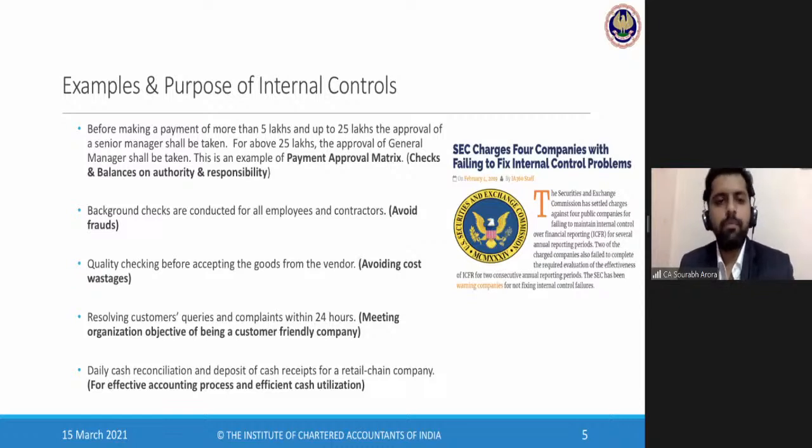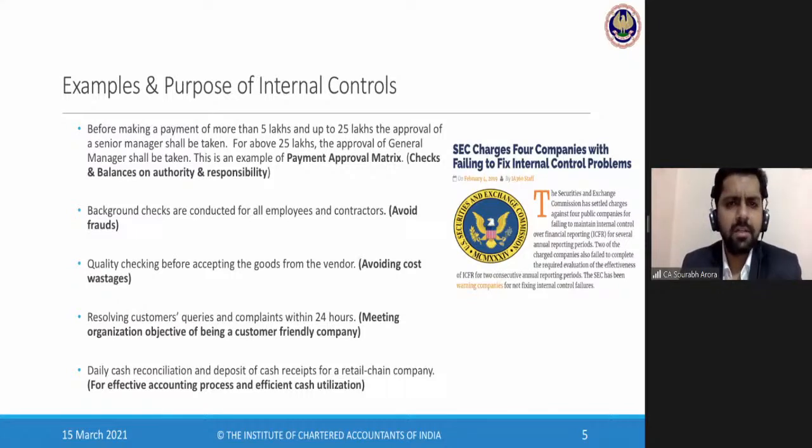I have intentionally put this simple internal control example so the students can grasp the internal control concept in an easy manner, since this would be your introduction to this concept only. So I'll go through them again. Payment approval matrix, background check, quality checking of the goods, resolving customers' queries, and daily cash reconciliation. So these are the examples, and what are the purposes? Putting checks and balances on authority and responsibility, avoiding frauds, avoiding cost wastages, meeting organization objective, and then for effective processes and efficient resource utilization.